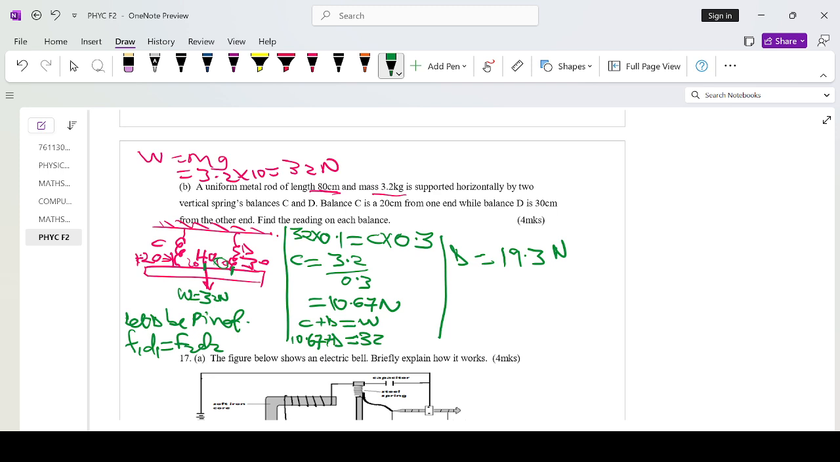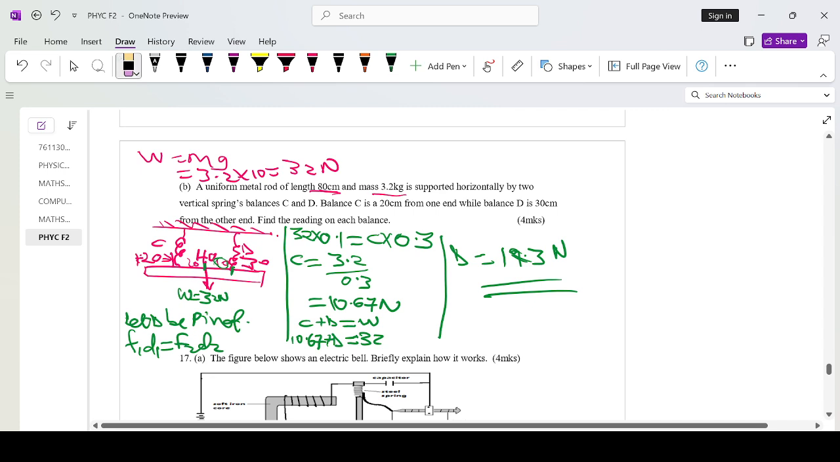Seems that there's something that was not adding up, but finally, what is this subtraction? It should be 32 minus 10.67. That should be 21. This should be 21, not 19. That should give you 21.33 newtons.